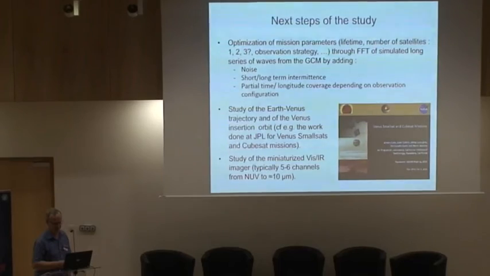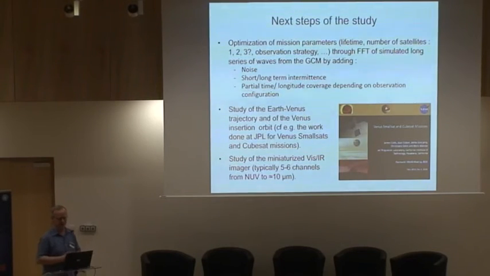And so the next step of the study, so what we can do from our side, is to optimize mission parameters, in particular to use a GCM to generate waves, to add noise, to add intermittence, and to add also the partial time and longitude coverage depending on the observation configuration, and to generate Fourier transforms to see what would be the optimal position of the mission and the optimal sequence to get the maximum information.